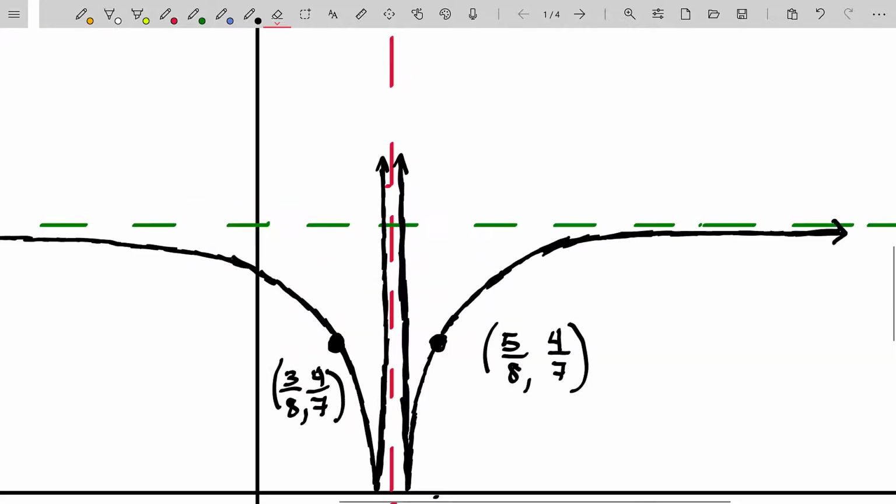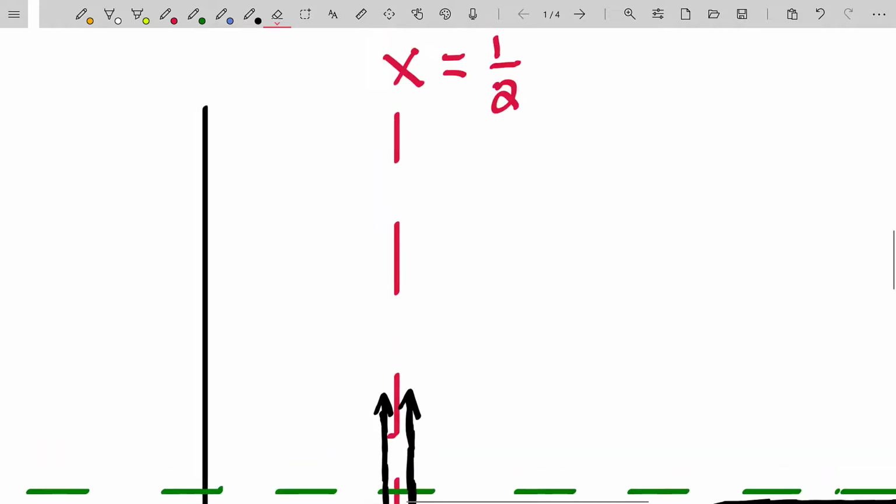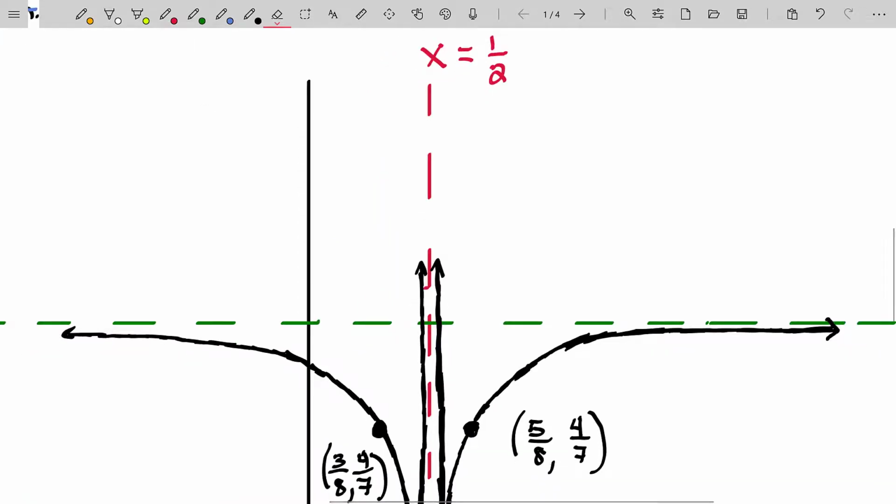Note a couple things here. One, a function can never touch its vertical asymptote. So this function will never touch its vertical asymptote, nor will it run into it. The second thing you need to note, a function can cross its horizontal asymptote. No matter how many times I say that, people always ask that question. Wait, I thought that functions can't cross an asymptote. No, they can't cross a vertical asymptote.